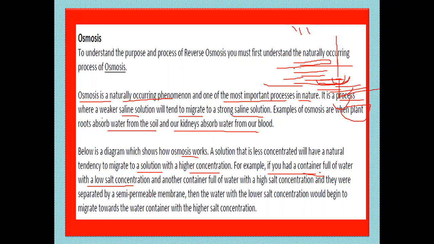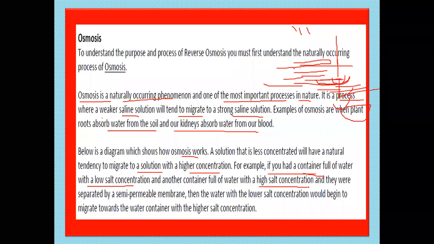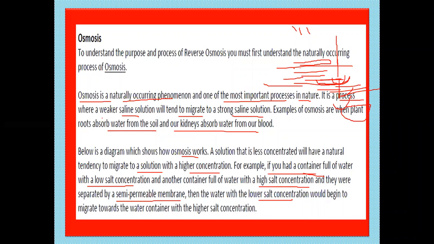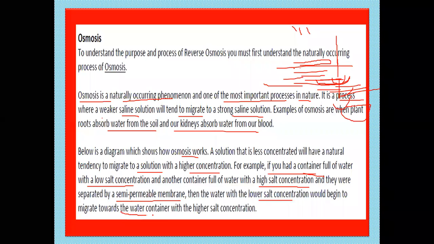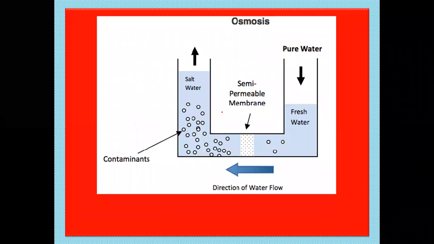and another container full of water with high salt concentration, separated by a semi-permeable membrane, then the water with the lower salt concentration would begin to migrate towards the water with the heavier concentration. So if you see the figure here, this is the osmosis process.